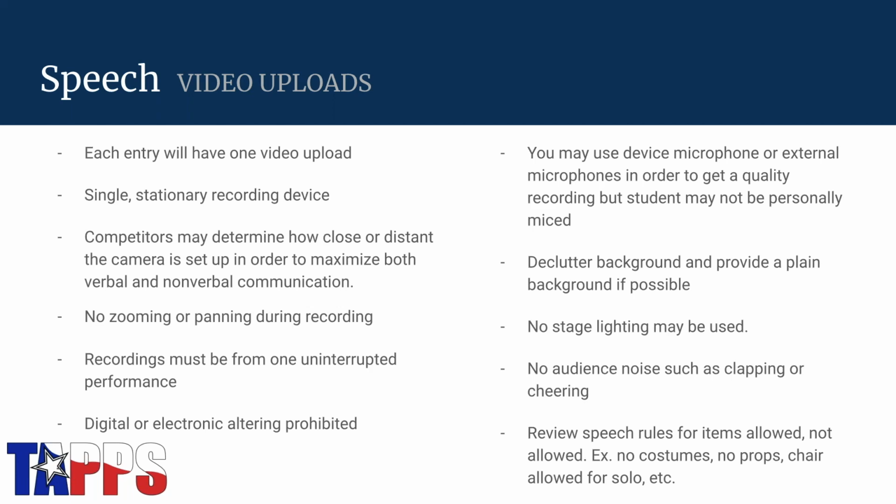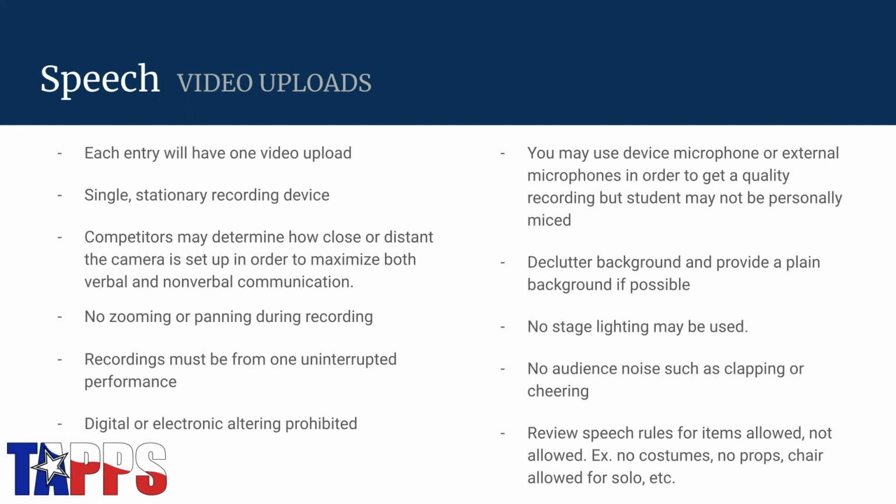Now, some of these will need to be placed where the video is set far back so that you can see the acting space, such as solo and duet, where the students will be moving around some. But for the single events, poetry and prose and OO, the competitors can determine how close or distant the camera could be to maximize the verbal and nonverbal communication. So you can zoom in and set the camera so that it's an upper body visual so that the judge can get the best view of the student.